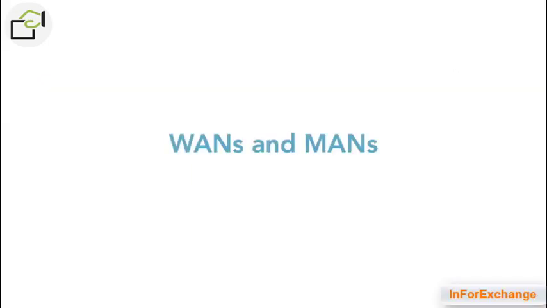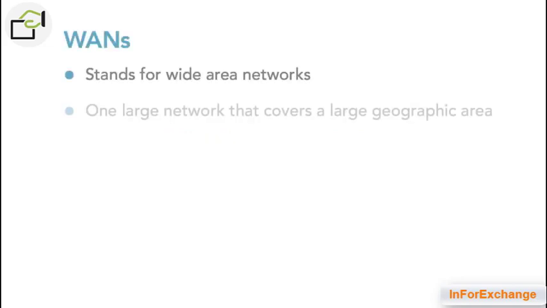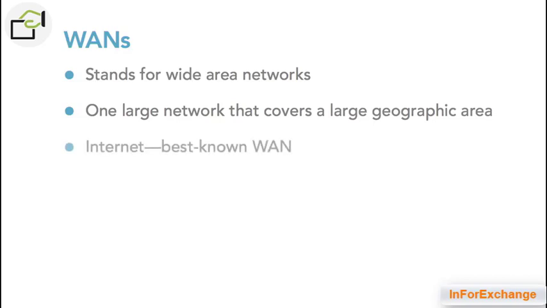The next topic is WANs and MANs. A WAN is a wide area network. Generally, a WAN is one large network that covers a large geographical area. One of the best known WANs would be the internet.